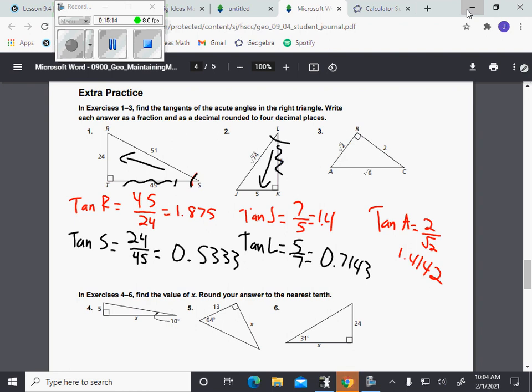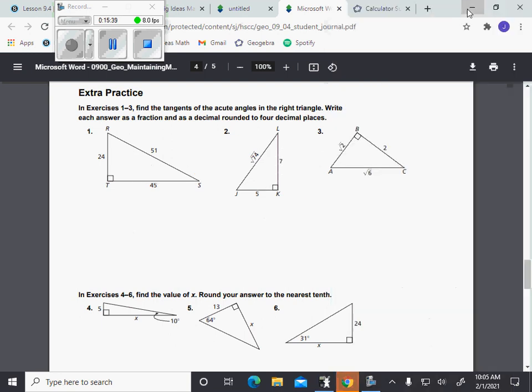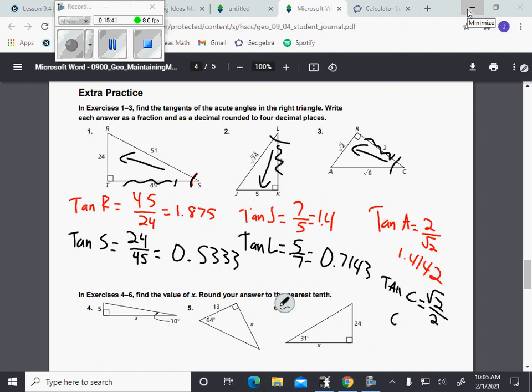Okay, and the last one, we want the tangent of C equals opposite, square root of 2, over adjacent. Don't make the mistake. Remember, it's 2. Square root of 2 over 2, which would be 0.7071.